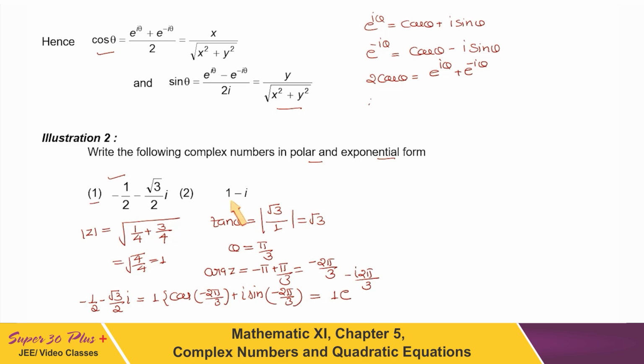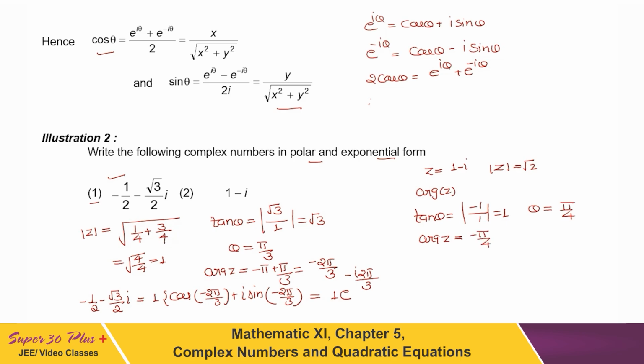Okay. Question number 2, 1 minus iota. We have to find the modulus of 1 minus iota. It is root 2. Now we are going to find the argument of this complex number. For the argument, first of all, we have to find tan theta. Tan theta is equal to mod of minus 1 upon 1, which is equal to 1. That's why theta is equal to pi by 4. And as we know, this complex number lies in the fourth quadrant. That's why argument z is equal to minus pi by 4.